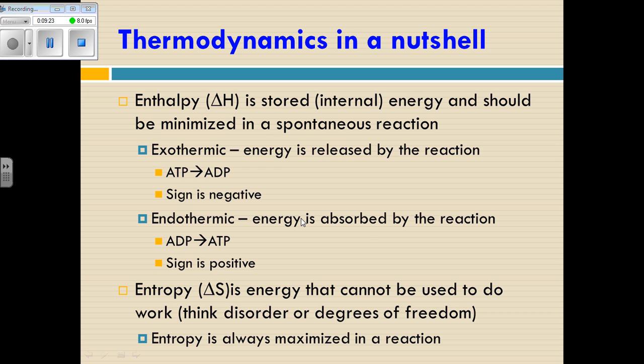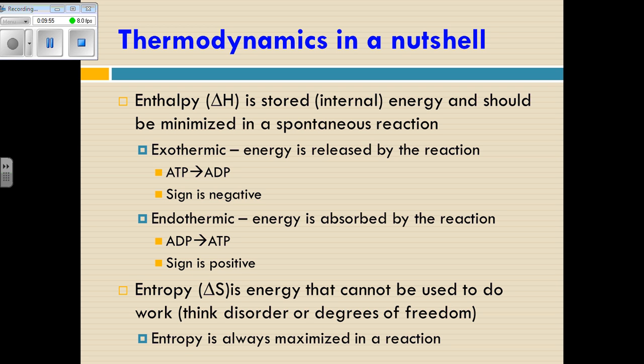An endothermic reaction is one where the energy is absorbed. So the opposite, ADP uses energy to become ATP, and there you have the sign being positive. So for spontaneous reactions, you want to minimize this internal energy or enthalpy. So for a spontaneous reaction, you're expecting it to be exothermic with a negative sign for the change in enthalpy. Entropy is sort of another factor that tends to fight against the enthalpy a little bit.